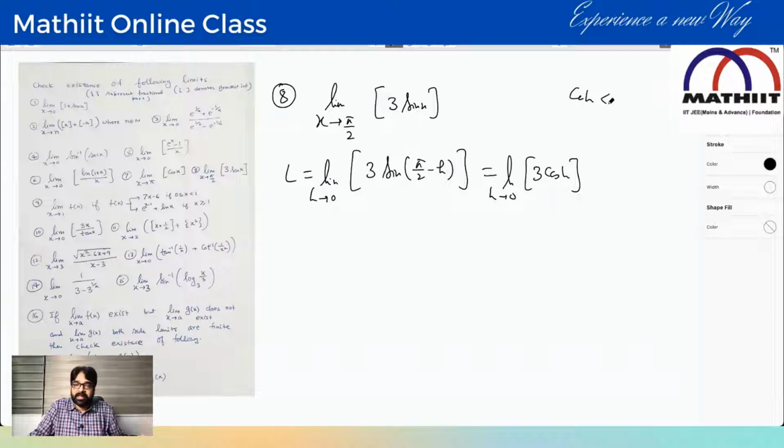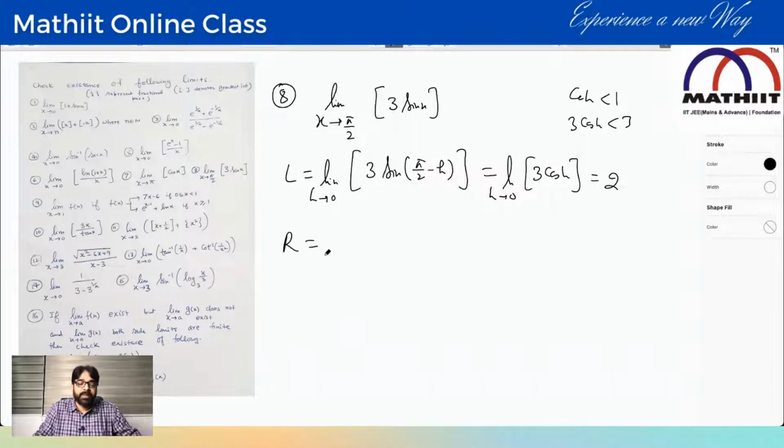Cos h is less than 1, so 3 cos h will be less than 3. Understood? Cos h cannot be equal to 1, remember. So it is less than 3. How much less? Very less. This value is approximately 2.99999999. So the greatest integer will become 2. Are you getting my point?